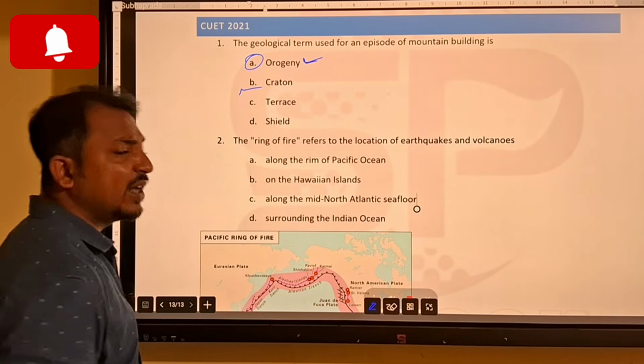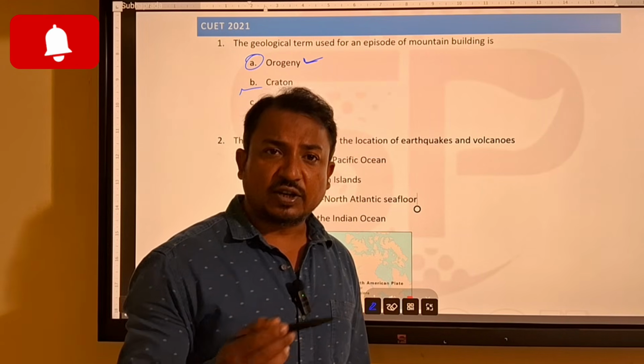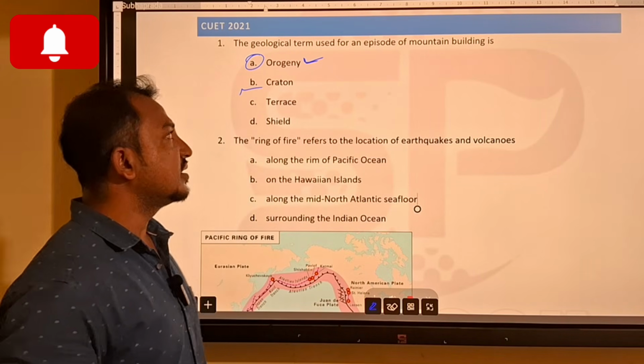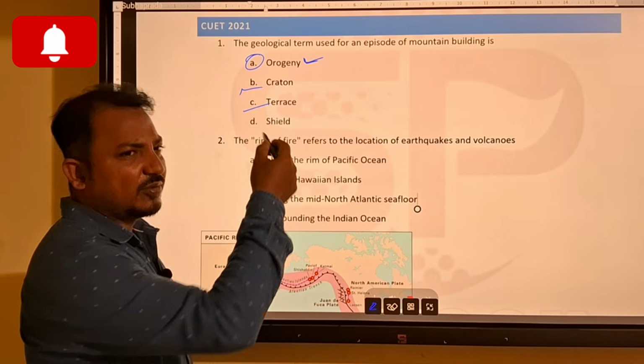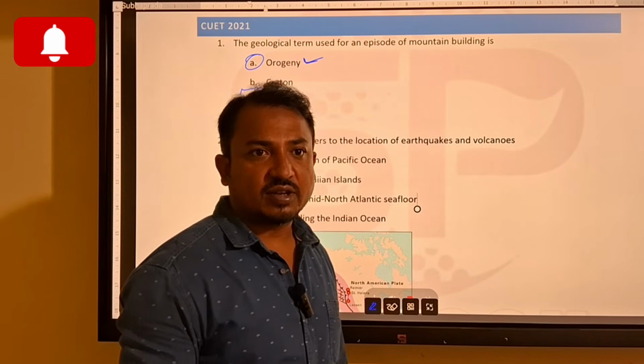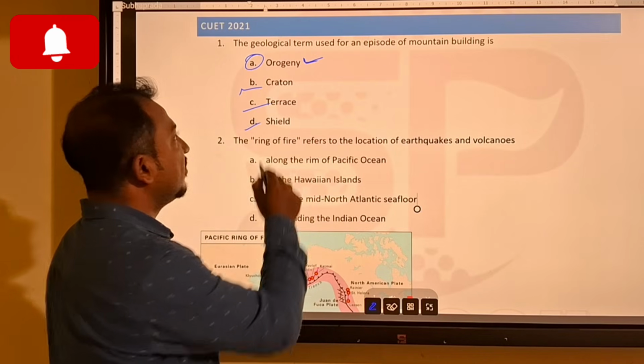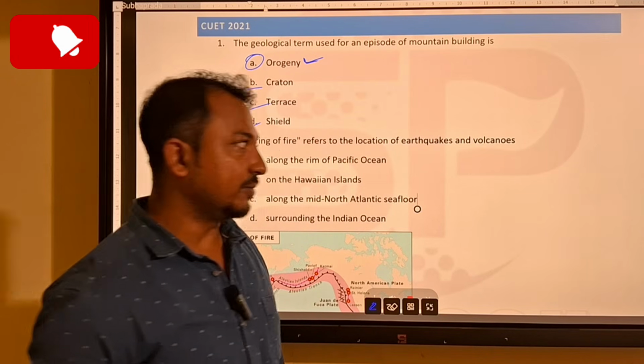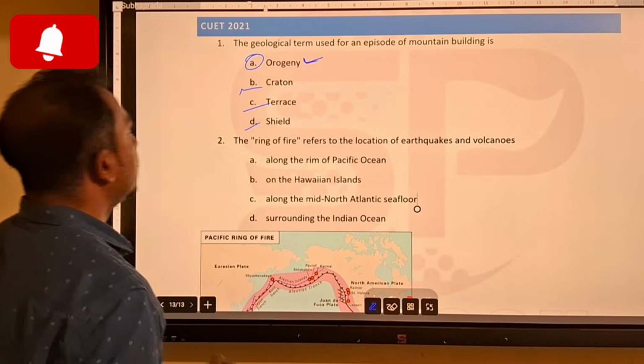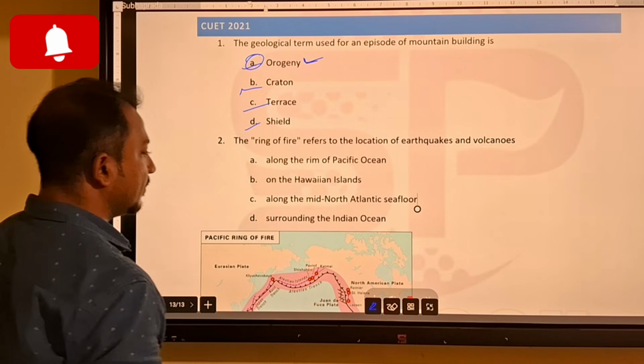Then craton is a tectonically stable area where there has been no tectonic activity for 1.2 billion years. Then terrace, a river terrace, is produced because of tectonic upliftment. Then shield is the exposed part of the craton. So the answer will be orogeny.